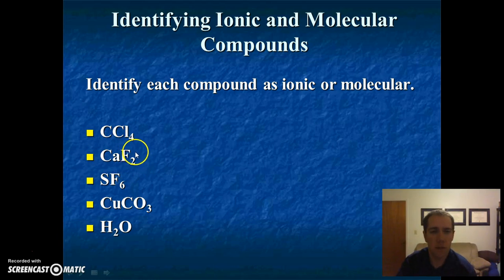This is calcium fluoride. Calcium is on the left side of the periodic table. It's a metal. So without even looking at fluorine, we know that calcium fluoride is an ionic compound. This is sulfur hexafluoride. This is a molecular compound. Both sulfur and fluorine are non-metals. Copper is a metal, so copper carbonate is an ionic compound.